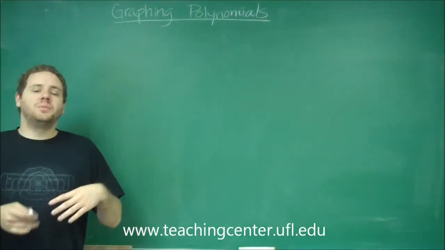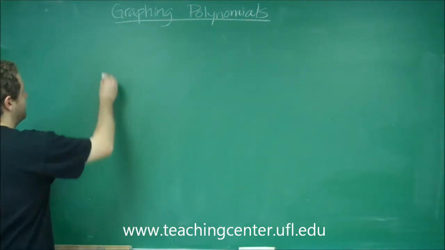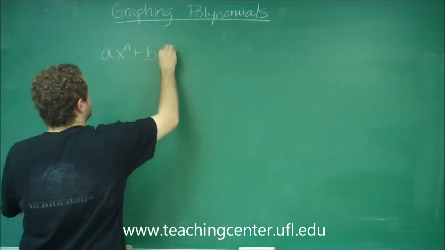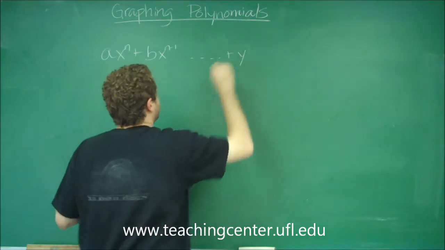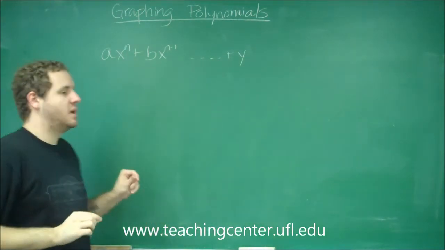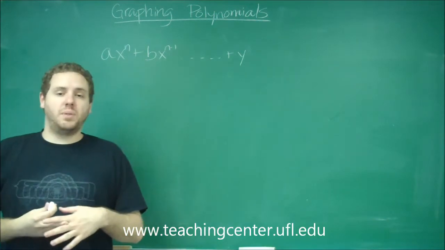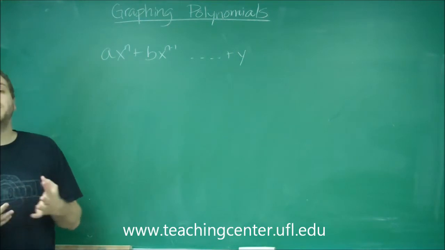So on many problems, you're going to be asked to graph a polynomial function. So remember that a polynomial function is in the form ax^n + bx^(n-1), on and on, plus some constant at the end. And you're going to be asked to graph this function. Now, you've already worked with graphing polynomials of degree 2. Those are parabolas. But let's talk about how to graph any polynomial.